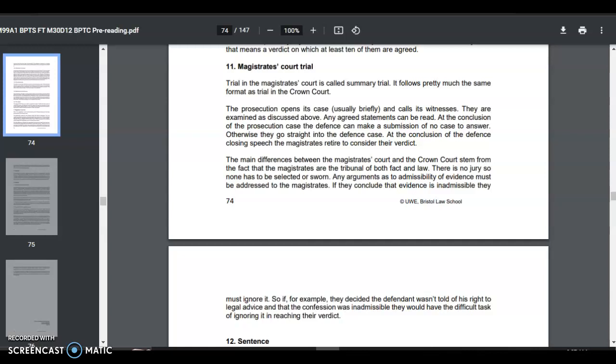So if magistrates agree that such evidence is inadmissible in the court of law, they will not make a decision of the case based upon that evidence and shall ignore it. So if, for example, they decide the defendant wasn't told of his right to legal advice and that the confession was inadmissible, they would have the difficult task of ignoring that kind of evidence at the time of reaching the verdict.